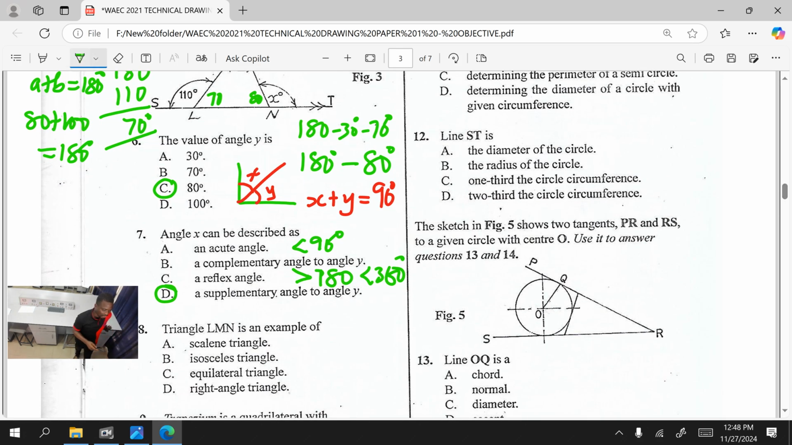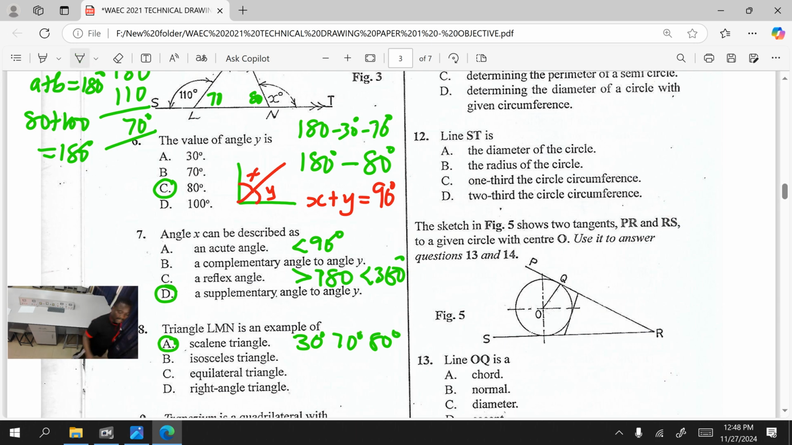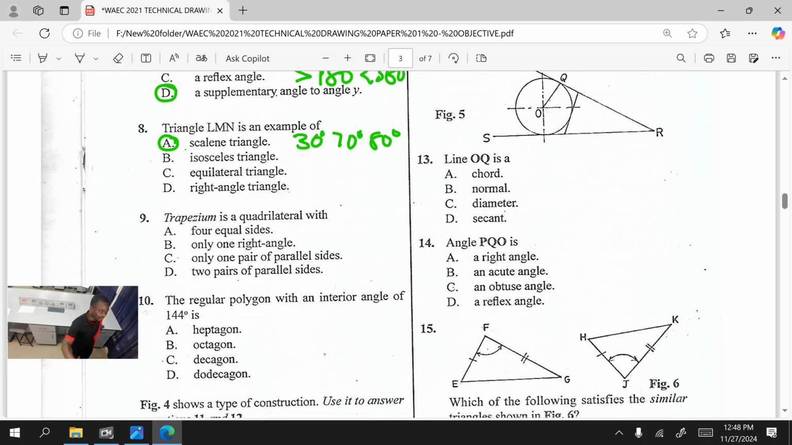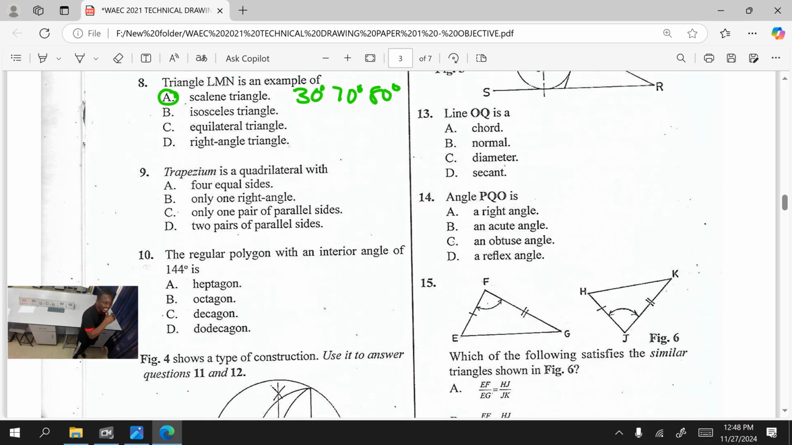So, in case they ask you a question on that, the answer here is what? It is a scalene triangle. Why? We have angle 30, angle 70, and angle 80. All the angles are not equal to each other, so it is a scalene triangle. Is that taken? Good.